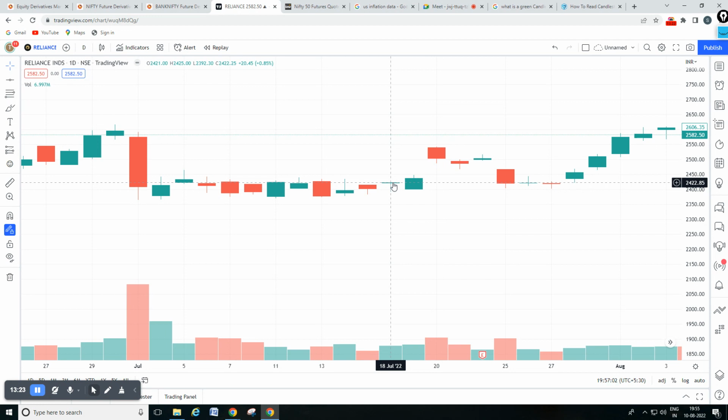But if you are doing intraday trading, if this candle forms or that candle forms, it doesn't matter that much for me, because if you are believing in price action, then it doesn't have that much importance. So that is the thing.